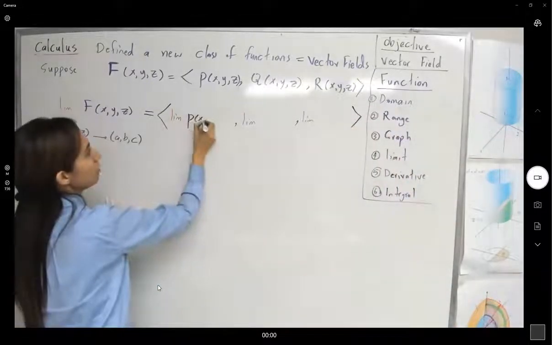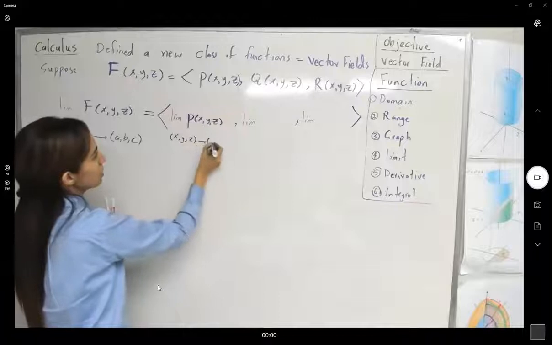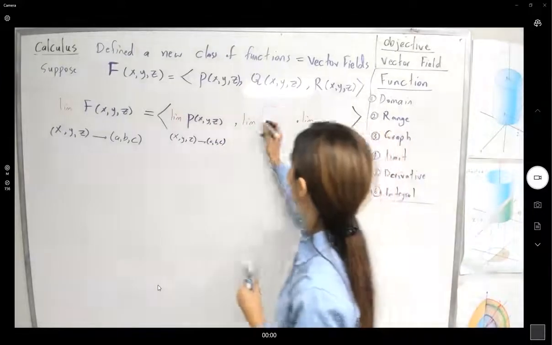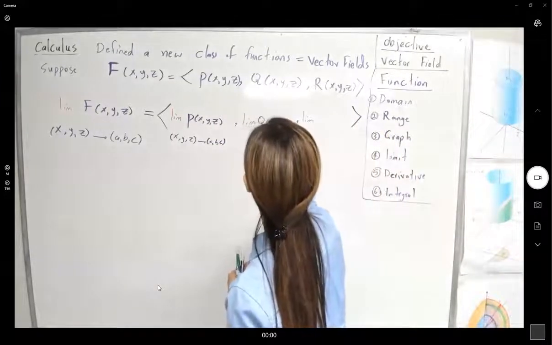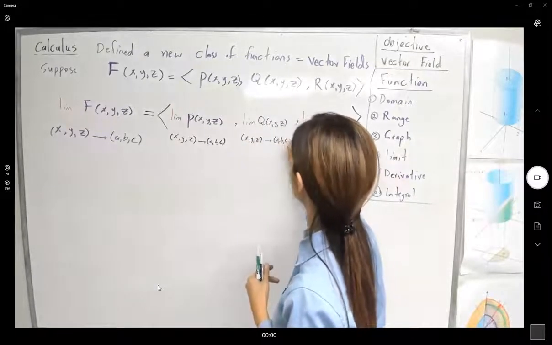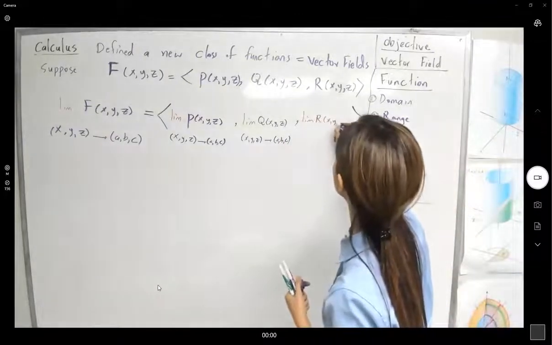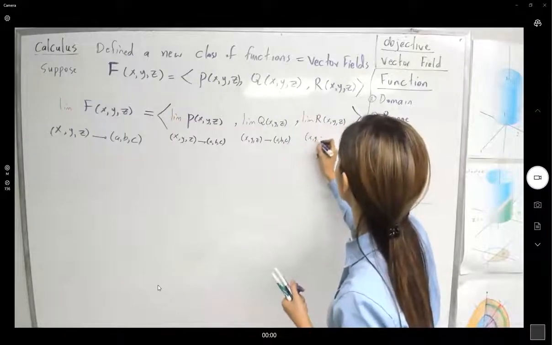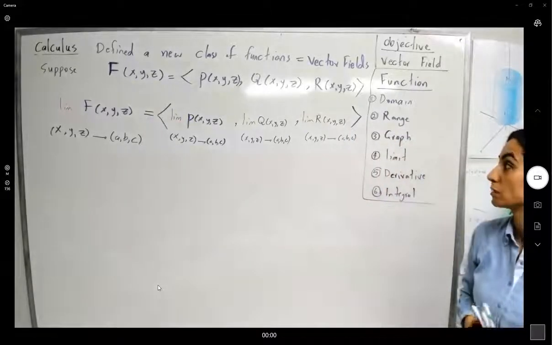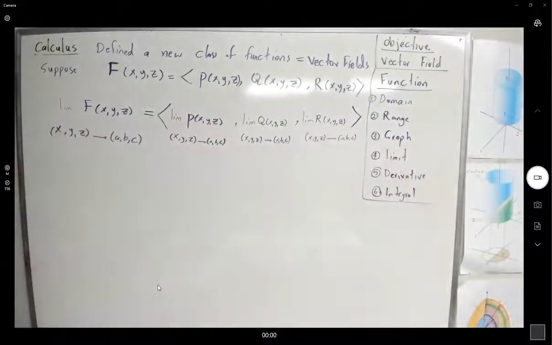The limit of p of x, y, and z as x, y, and z approaches a, b, c. Then we take the limit of the second component, limit of q of x, y, and z as x, y, and z approaches a, b, c. Then we find the limit of the last component, r of x, y, and z, as x, y, and z approaches a, b, and c. That's how we find the limit of a vector function.